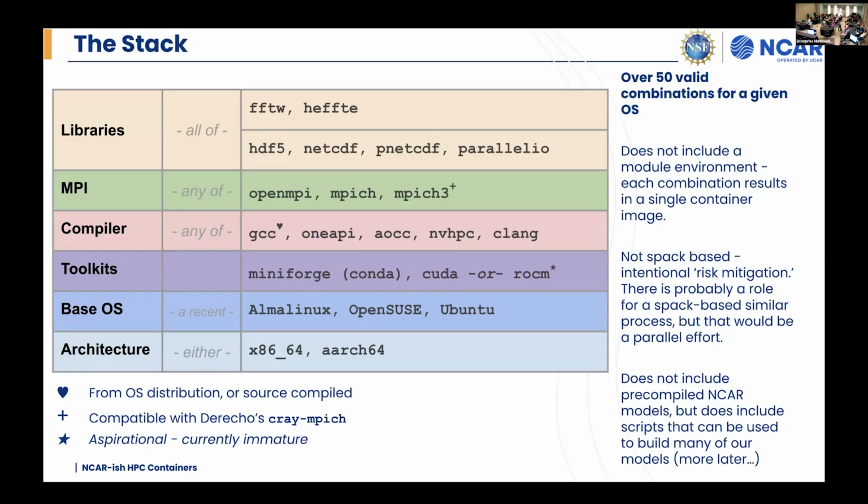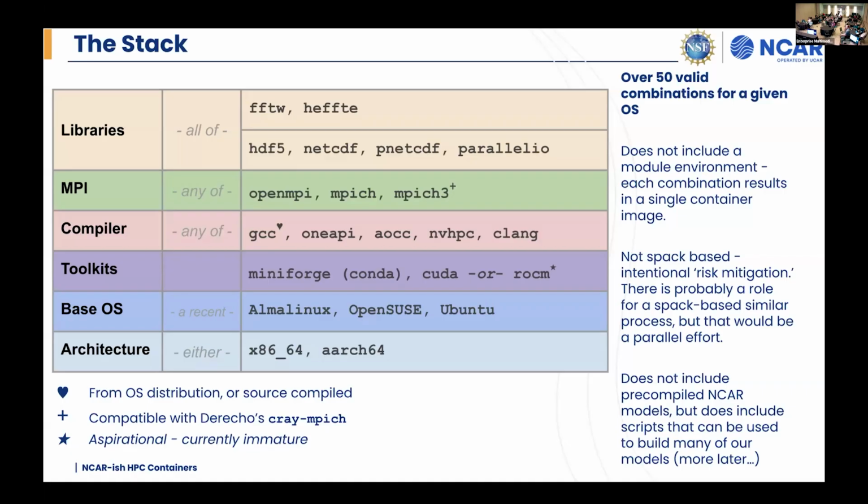And then sitting on top of that is a set of IO libraries. So this is an intentional choice. It looks a lot like the default environment when you log into Derecho. So if you do a module avail by default, you'll see a lot of these packages, or at least a flavor of them. But there's no modules inside this container. Each container instance is a coherent environment. So when you take these together, there's about 50 valid combinations for a given operating system. And that's quite a lot.